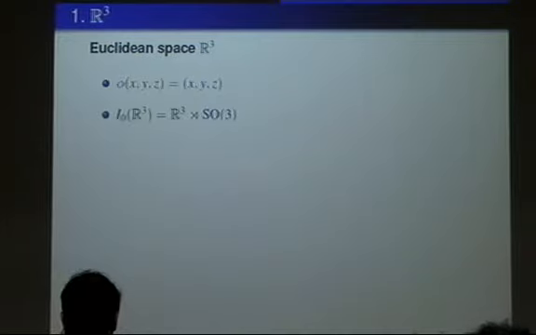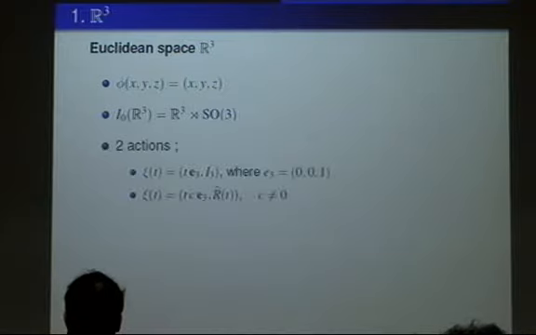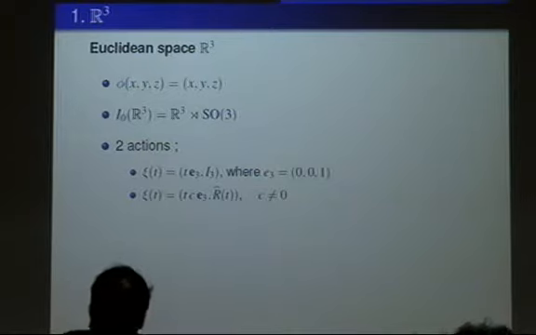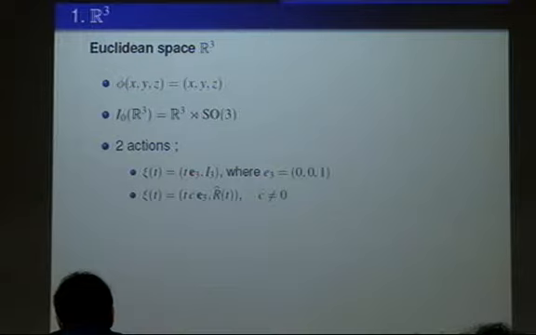Okay, let's see each case of the 8-dimensional model spaces. First of all, Euclidean space R3. Here, the coordinate system is just the identity map. We know that the isometry group of R3 is the semi-direct product of R3 and SO3. We can classify psi, and we get only two kinds of psi. One is just the translation along the z-axis, up to conjugacy. And the second one is a kind of screw motion.